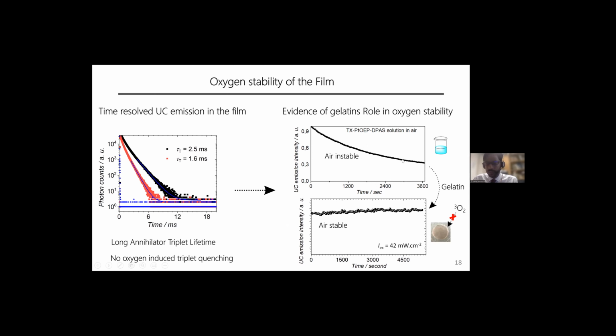You can see over here that the upconversion emission decreased with the passage of time in the Triton X-100 liquid in the air. However, in the film, it remains stable. So the additional component in the film is only gelatin, which shows the fact that gelatin is actually protecting the triplets from quenching by molecular oxygen.